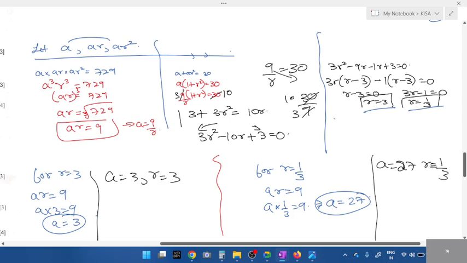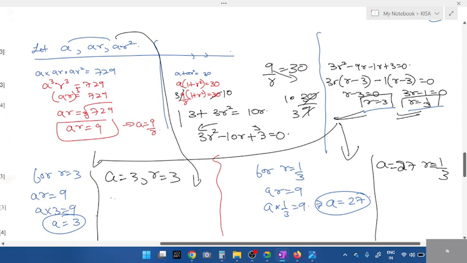All of you understood? For R, we have two values. I have split this into two parts, students. Can you see the two parts? Now, if A and R are given, use this formula. What's the first number? A is 3. Second number, what is A into R? Three 3s are 9. What will be the third number, students? What is AR square?